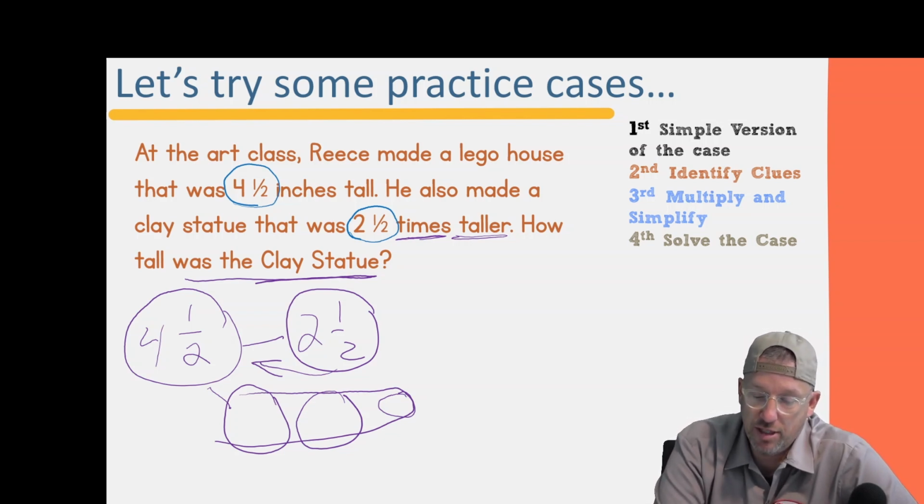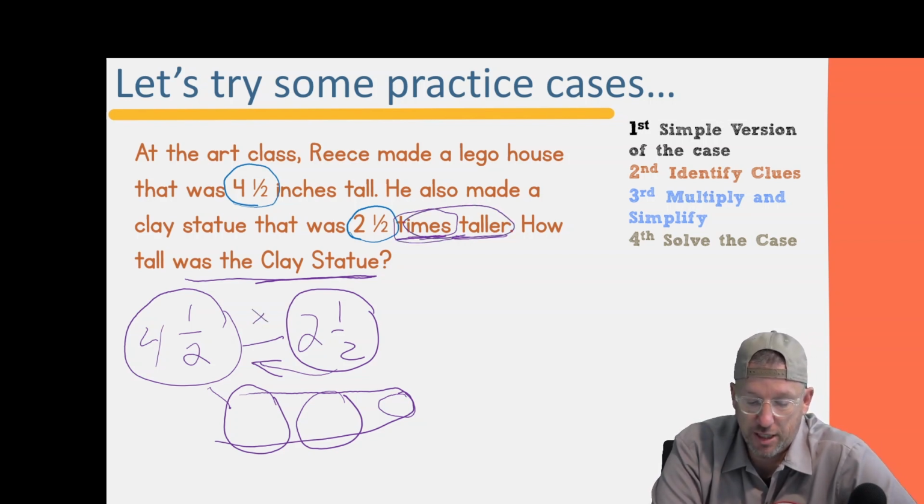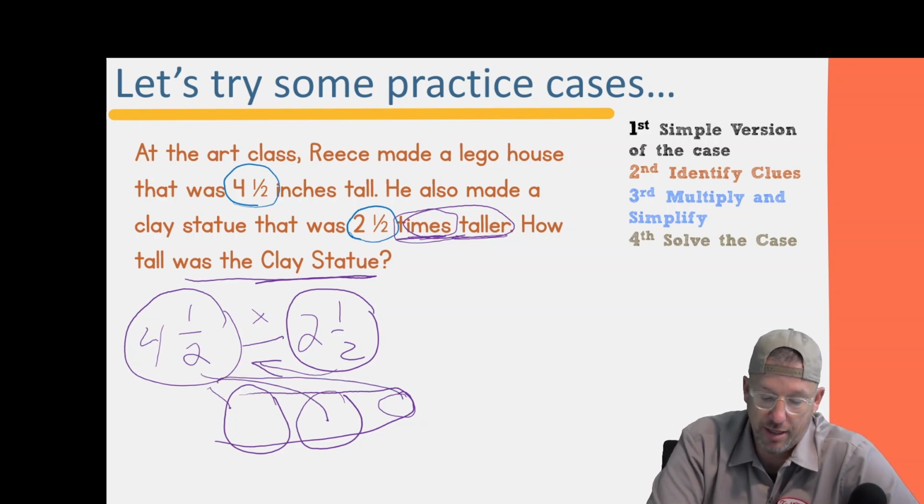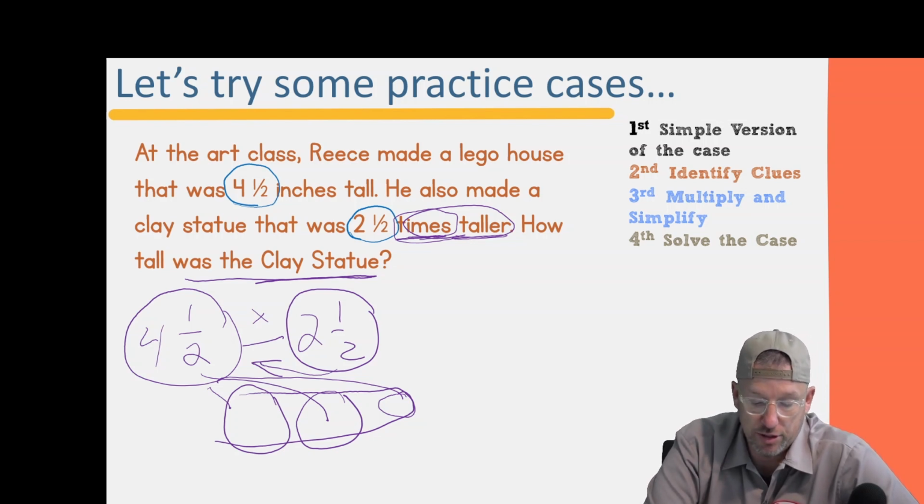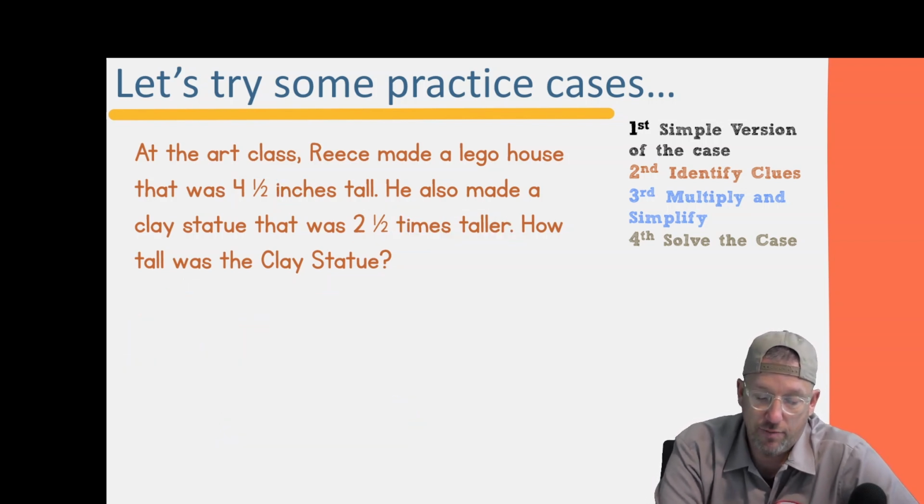And when we think about our buzzwords, we think times taller. That's telling us to multiply. Because we want to take this and find out how tall one of them, two of them, and then another half of them would be. Okay, so now we know what we're trying to solve. So we go ahead and do that. What's 4.5 times 2.5? Because that's going to give us how tall our clay statue is.